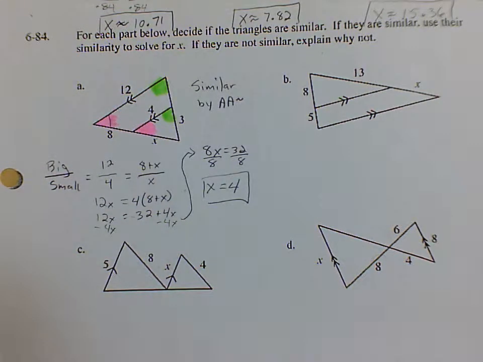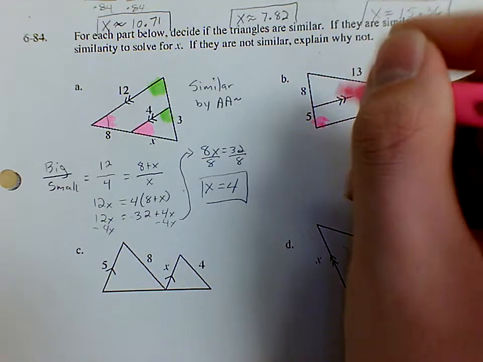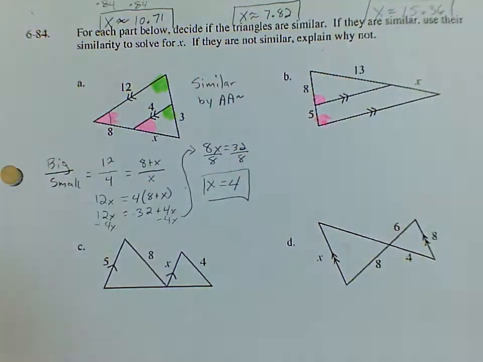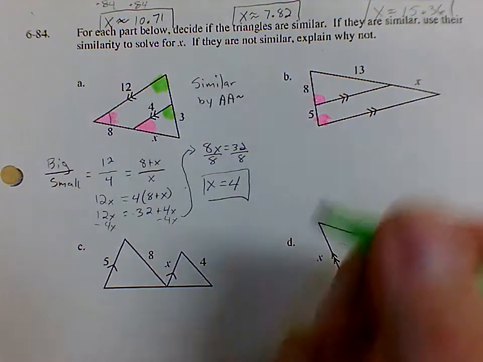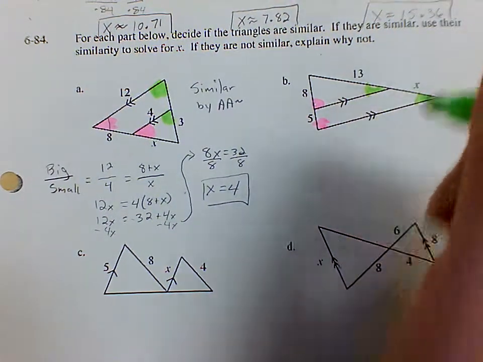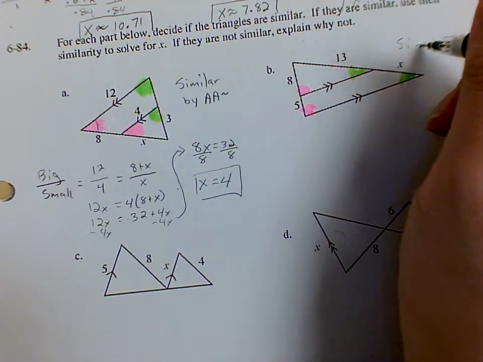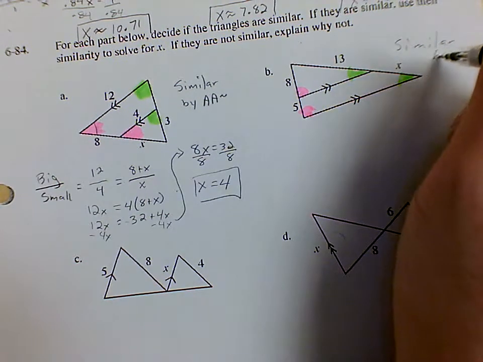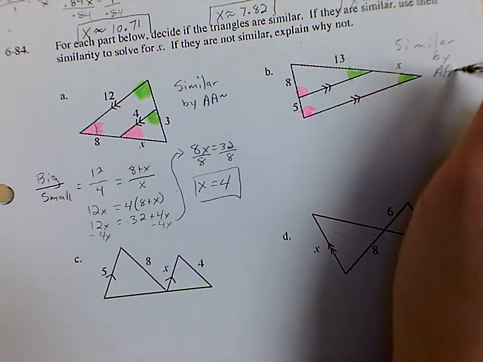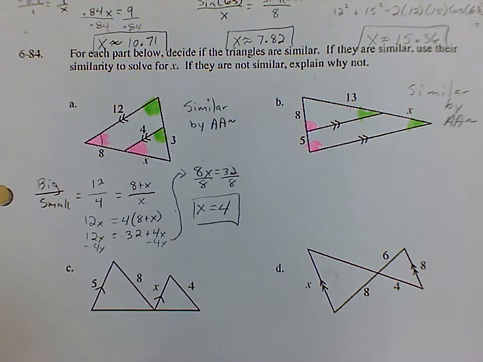Question letter B is set up pretty much the exact same as letter A in terms of what we're going to start with. Since we have parallel lines, we once again have corresponding angles. So these two angles are corresponding, and then these two angles are also corresponding angles. So yes, we're similar by AA again. And let's set up big over small again.